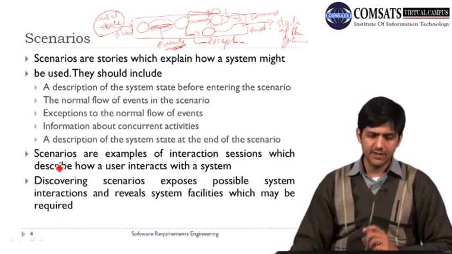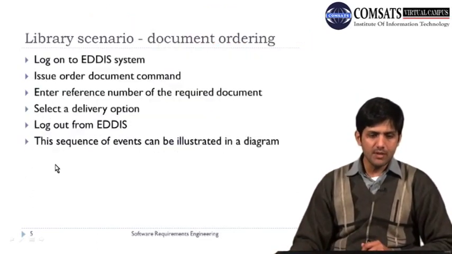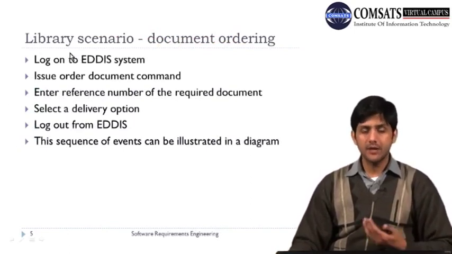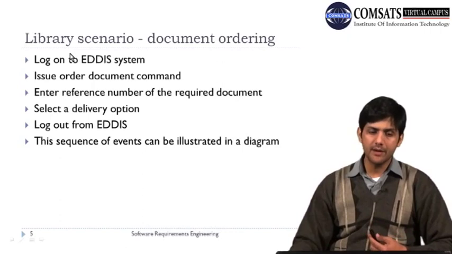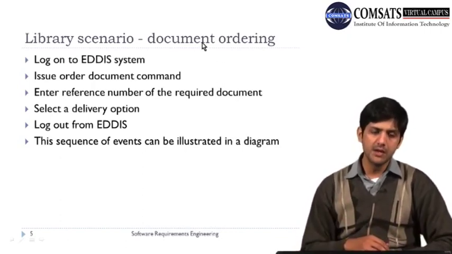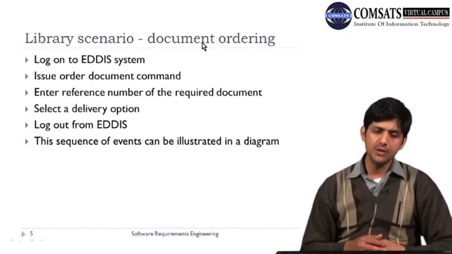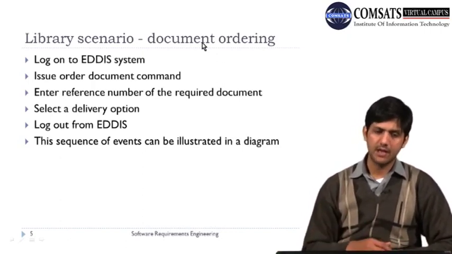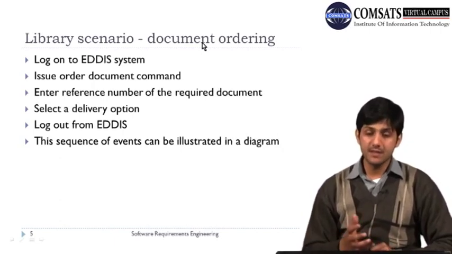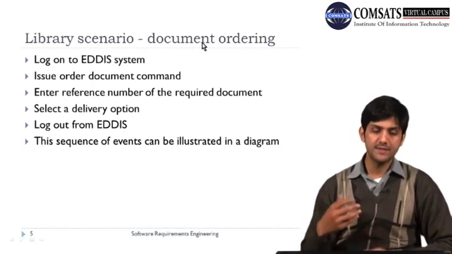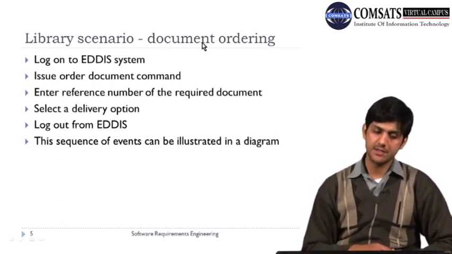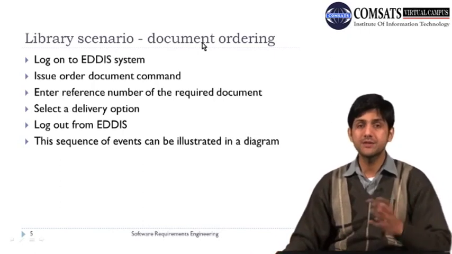They are very helpful. So for example, let's consider our library example which we did yesterday, and document ordering. For example, you want to order a certain document, a paper or something. So what you do is you log on to this library cataloging system, you issue the order document command, enter the reference number of the required document, select a delivery option, log out from that system, and this sequence of events can also be illustrated in a diagram.